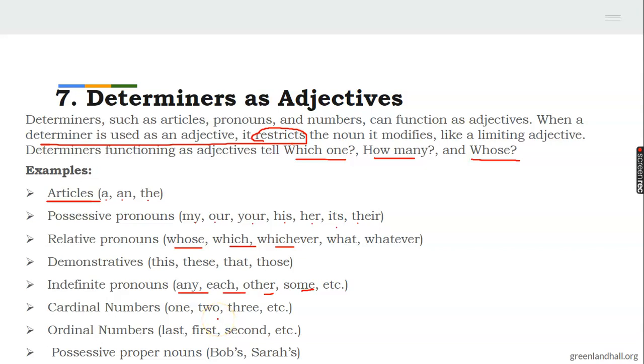Determiners function as adjectives. We have ordinal numbers: last, first, second, third, on and on like that. We also have possessive proper nouns, like Bob's, Sarah's. We can say Sarah's book. They are determiners modifying other nouns, and they are functioning as what? Adjectives. Alright?